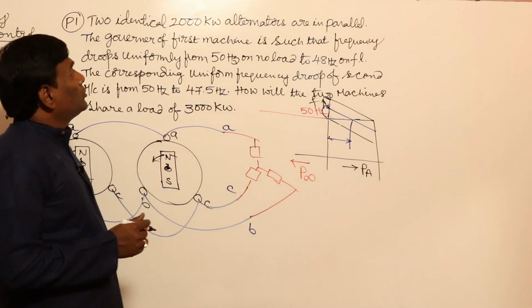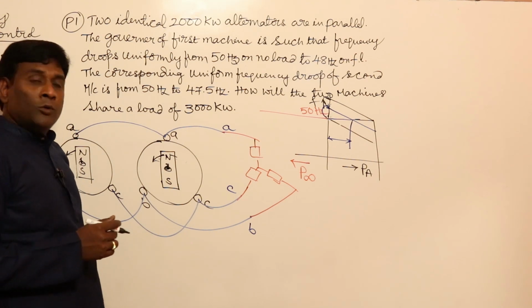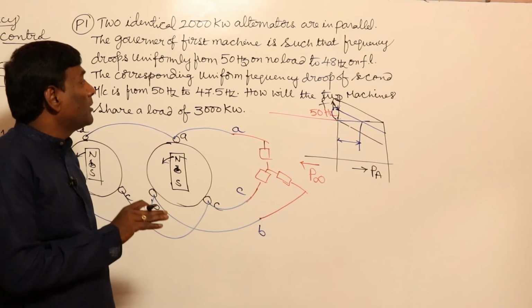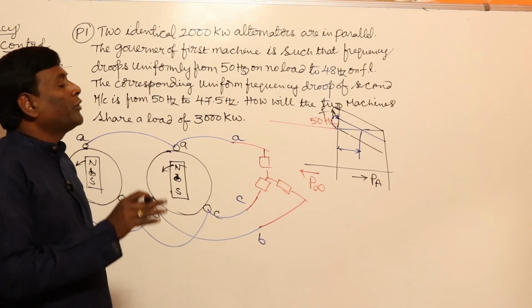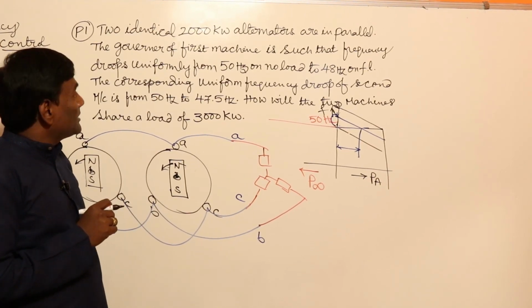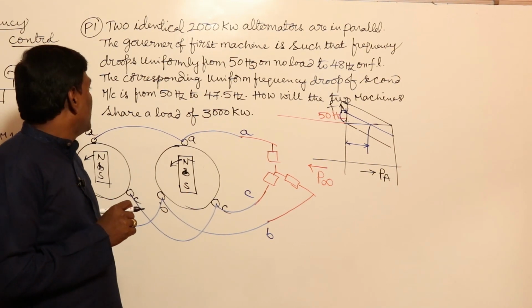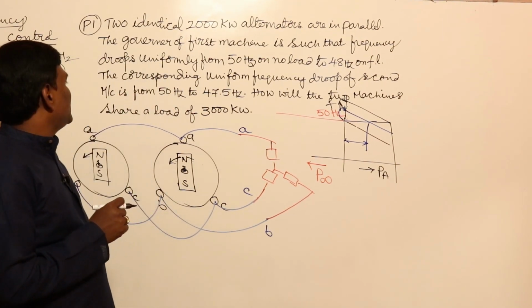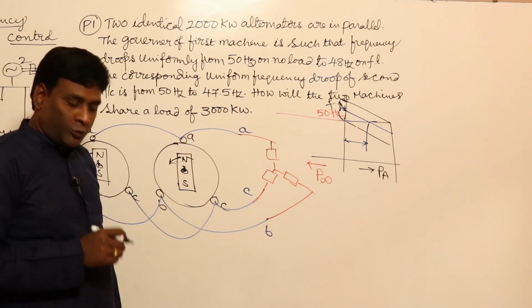Two identical 2000 kilowatt alternators are in parallel. The governor of the first machine is such that frequency droops uniformly from 50 Hz on no load to 48 Hz on full load. The corresponding uniform frequency droop of the second machine is from 50 Hz to 47.5 Hz. How will the two machines share a load of 3000 kilowatt?